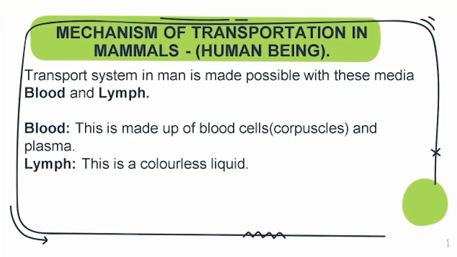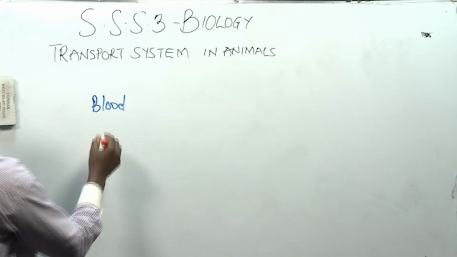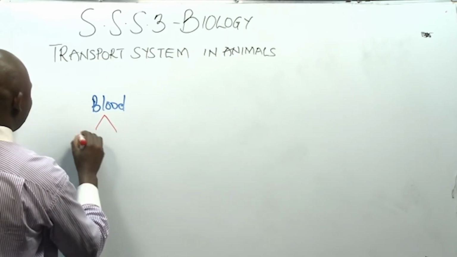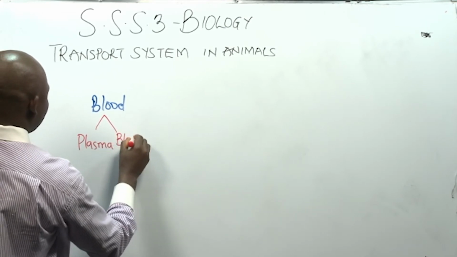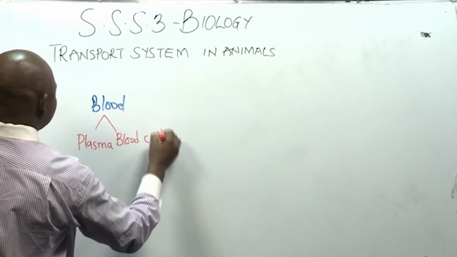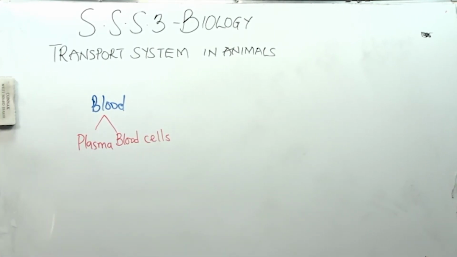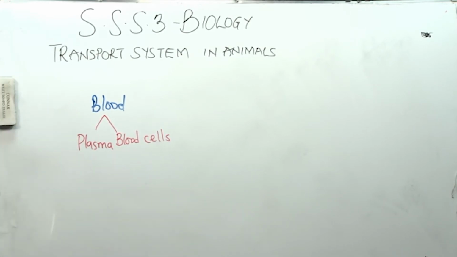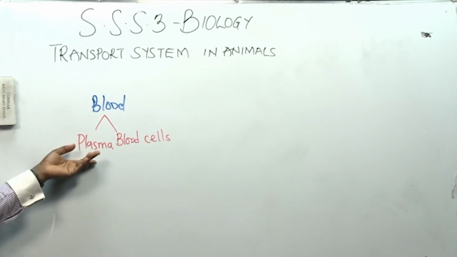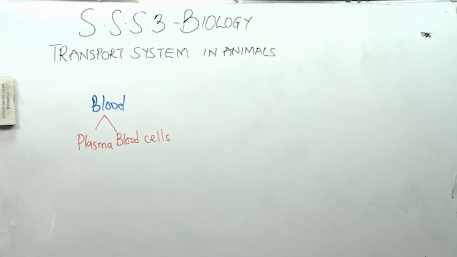The blood as a medium of transportation consists of two main things: plasma and blood cells. The plasma is a liquid component of the blood, while the blood cells are the solid parts. So for blood cells to move from one place to another, they are carried by plasma. So these are the components of blood.